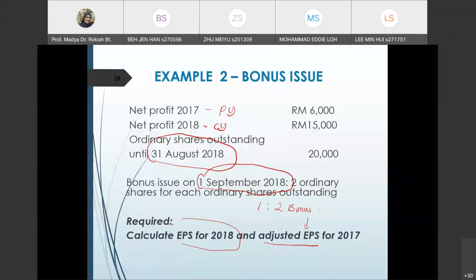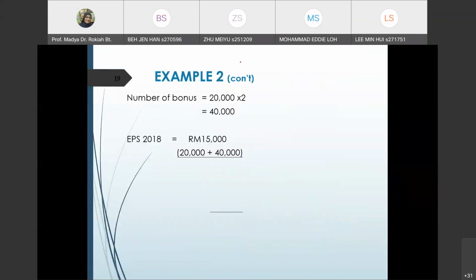Okay, so now this one unit of share is entitled to 2 bonus. So the number of bonus shares that we have here equals 20 times 2, because 1 share is entitled to 2 bonus. 20 is the existing shares times 2 is the bonus. So we're going to have 40.